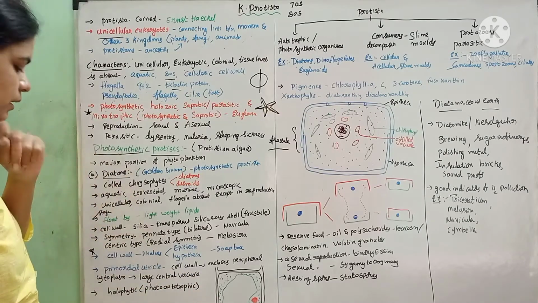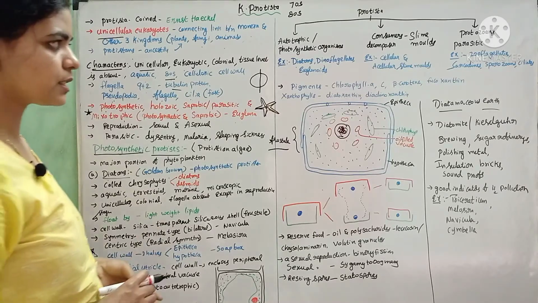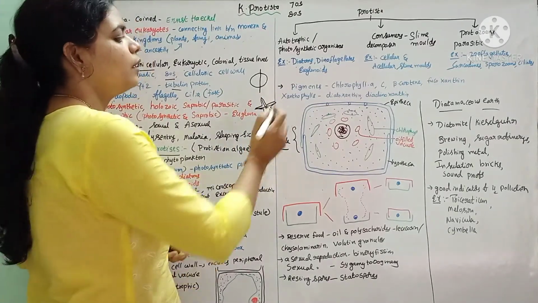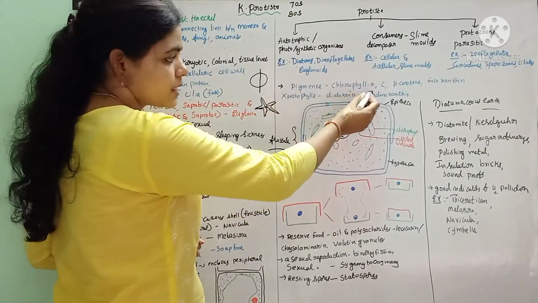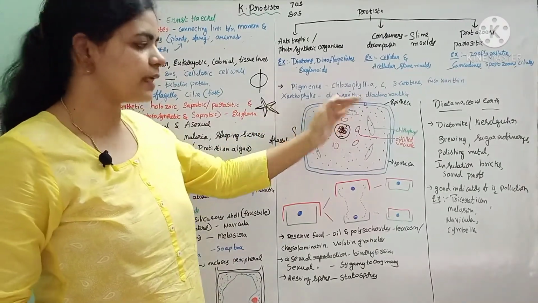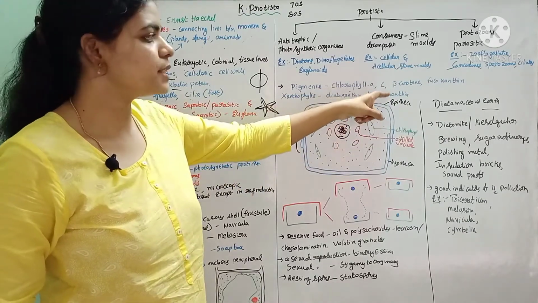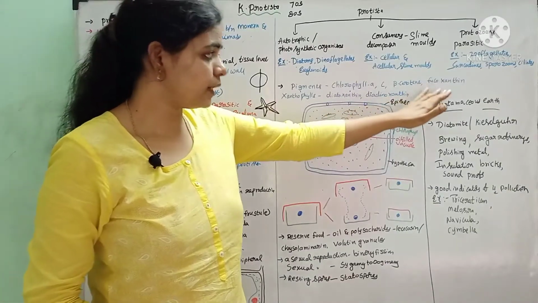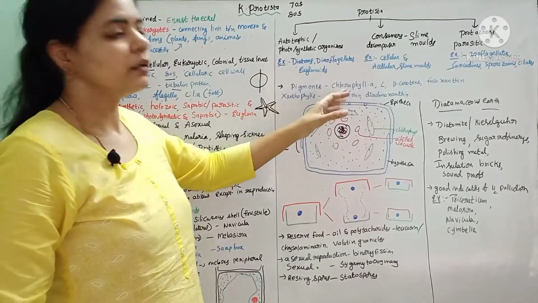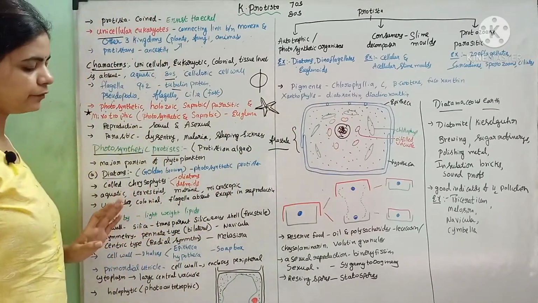The primordial utricle condition is seen in the diatoms, and these are autotrophic. We know that they prepare their own food material by means of photosynthesis. For photosynthesis, what does it require? Some photosynthetic pigments, right? The pigments are chlorophyll A, chlorophyll C, beta carotene, and additionally fucoxanthin is also present, and some xanthophylls like diatoxanthin and diadinoxanthin are present in the cells for photosynthesis.